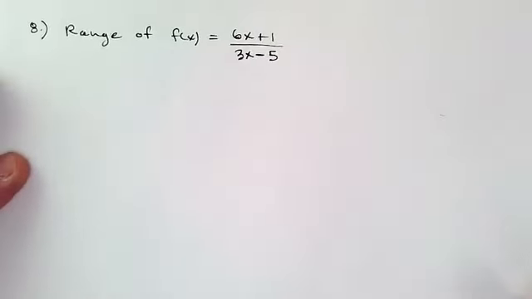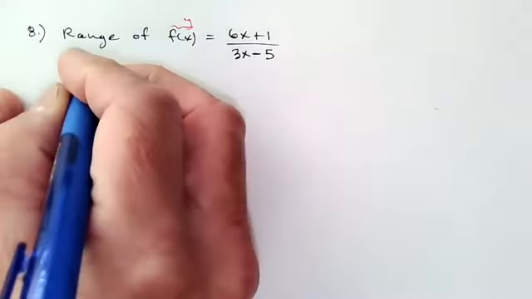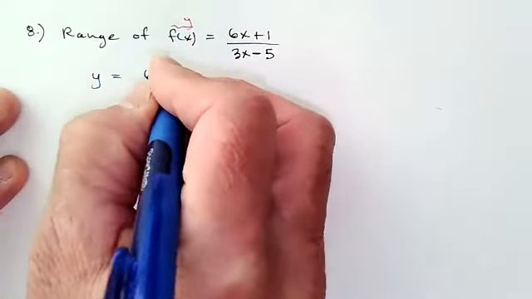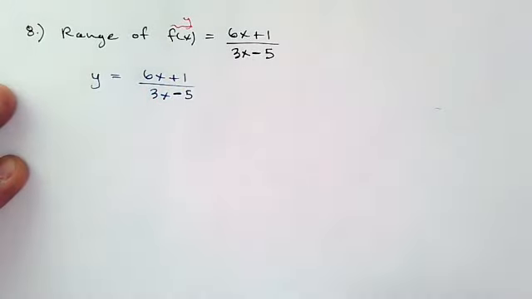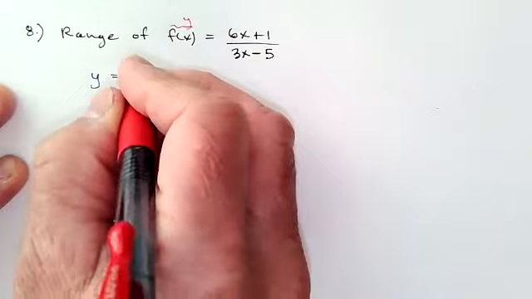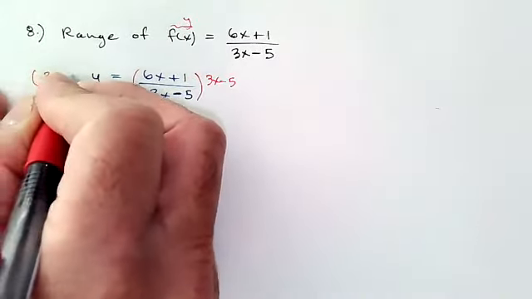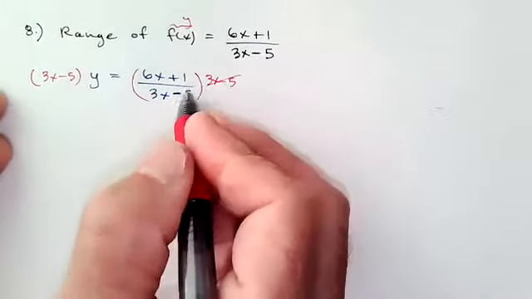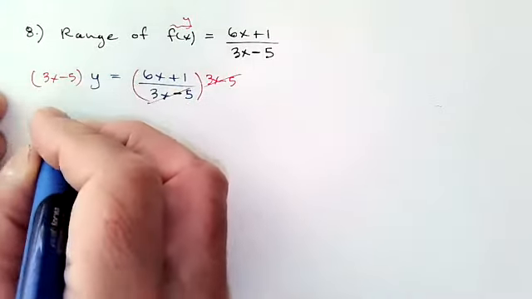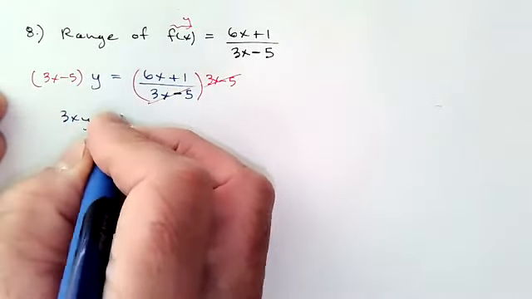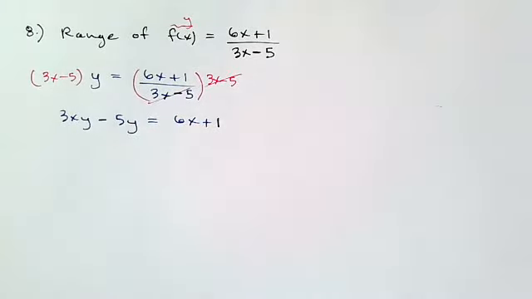I'm going to start by solving this for x. This is equal to y. Let me just rewrite this. So I have y is equal to 6x plus 1 over 3x minus 5. Here I don't see any advantage to flipping this, so I'm going to multiply both sides by 3x minus 5. Here it's going to cancel. Here I'm going to distribute, so I'm going to have 3xy minus 5y equals 6x plus 1.